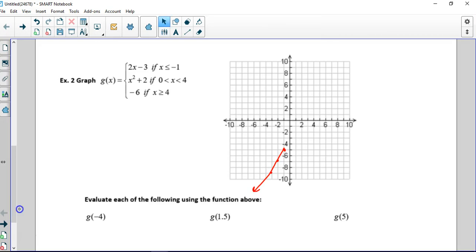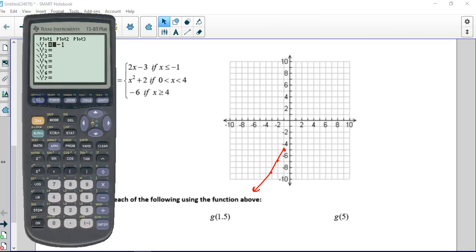Now once again, I'm using my calculator. 2x minus 3. And I go to the table. I want to use numbers less than or equal to -1. So -1, -5. That's my first dot I have there. Then -2, -7. That's my second dot. -3, -9. There's my third dot. And that's how you can use the calculator to achieve the same effect.